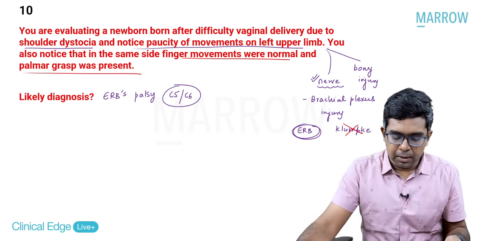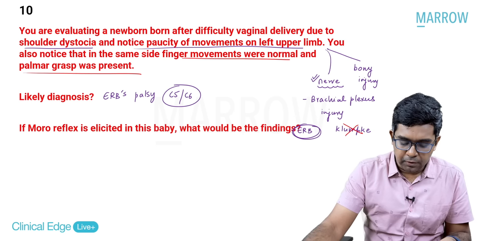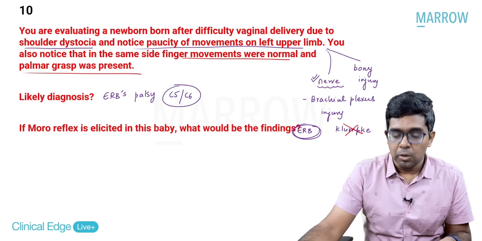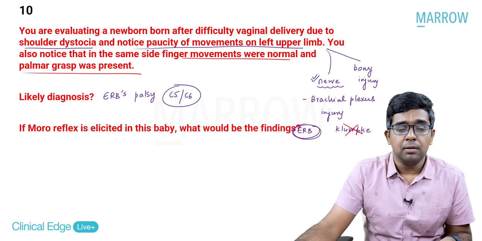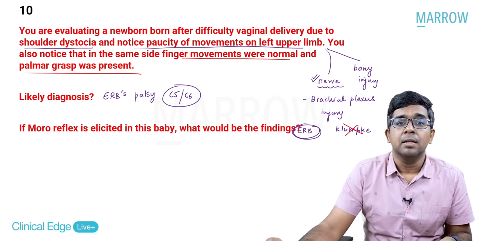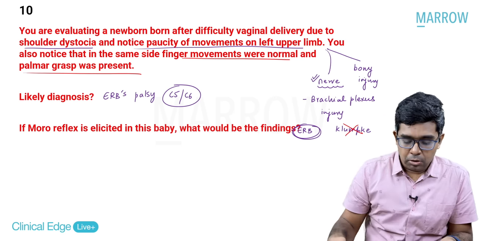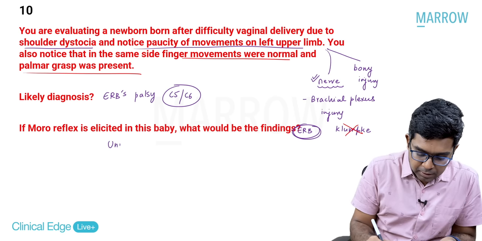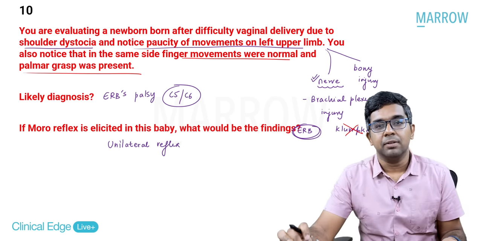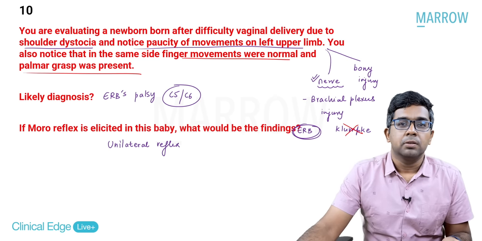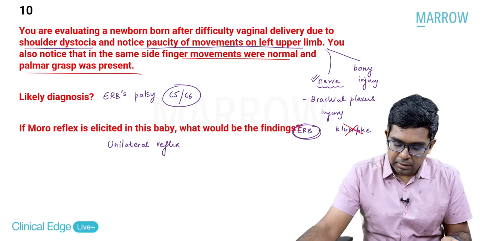Now, the second part of this clinical vignette is Moro reflex. If it is elicited in this baby, what would be the likely finding? You all know that Moro reflex is a bilateral elicitable reflex, but here the left side upper limb will not show any response. So it is going to be a unilateral reflex. That would be the expected finding when you do the Moro reflex in this baby. So that's about clinical vignette number 10.